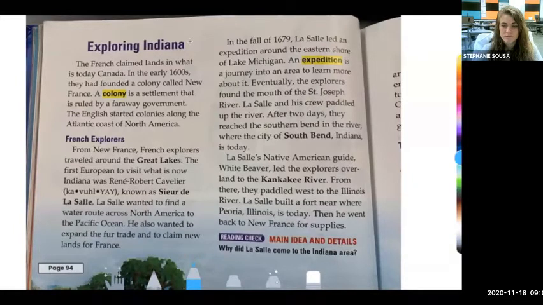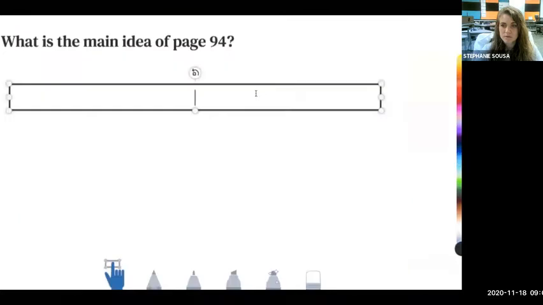What name was repeated throughout this passage? La Salle. Everyone say La Salle. So now I know the main idea has something to do with exploring Indiana and La Salle. So if that's all we understood, we could develop some sort of very simple main idea from just those two ideas. Exploring Indiana and La Salle.